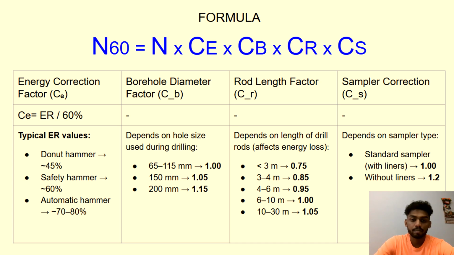For example, the energy factor depends on the hammer type. The borehole factor depends on hole diameter. Rod length affects energy loss. Sampler type also changes the result. All these corrections help standardize the N value to a consistent energy level of 60%.